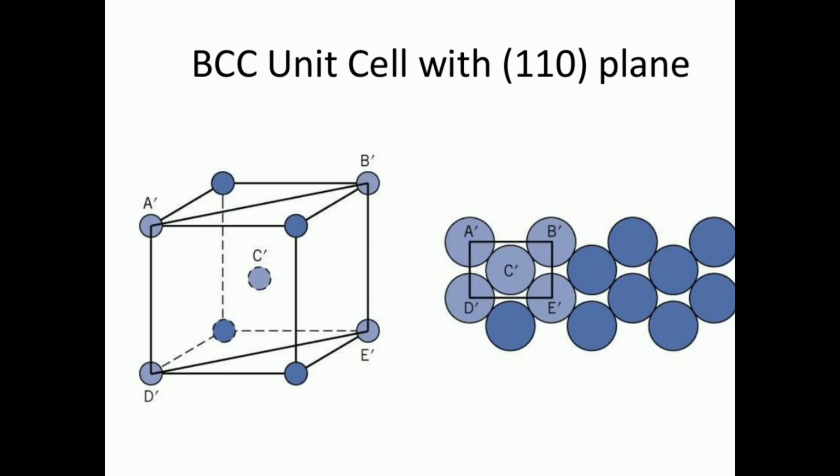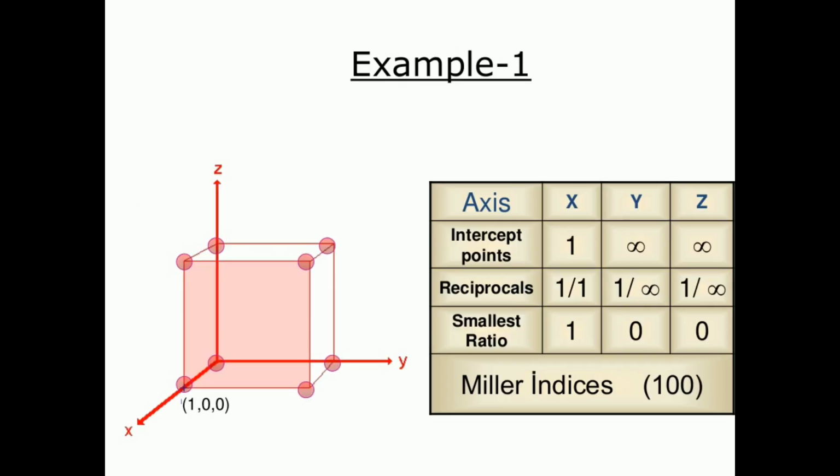Example 1 is the intercept, so this is the angle of this crystal. The intercept is 1, and in the whole direction we have covered, x and y are infinity and z is infinity. Taking the reciprocal, 1 by 1 is 1, which gives the ratio 1. Another one, 1 divided by infinity, is 0. So the Miller indices are 1 0 0.